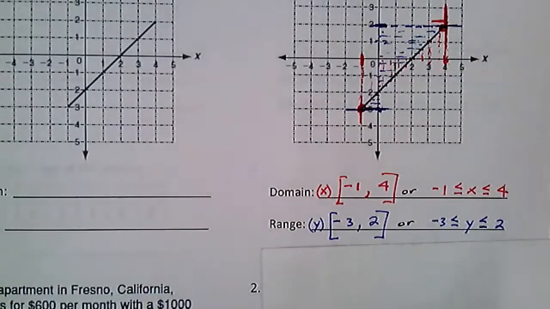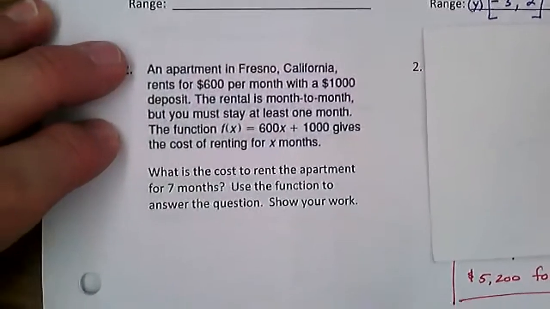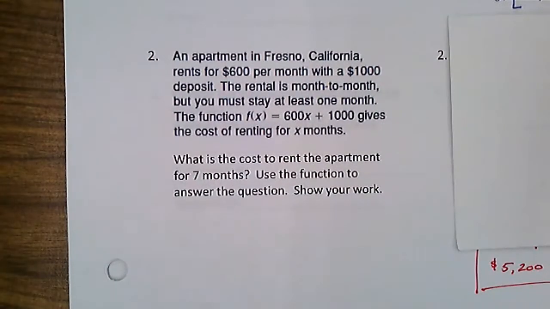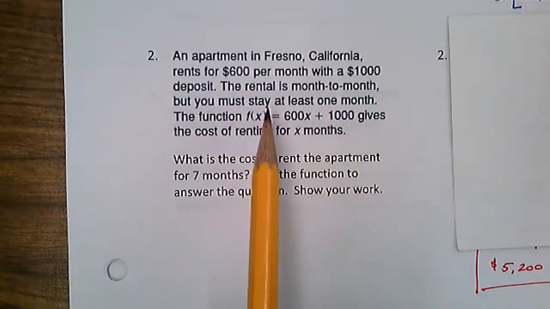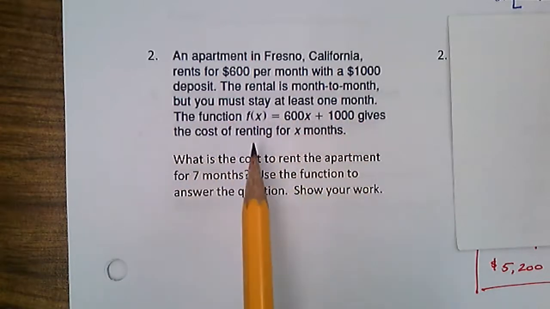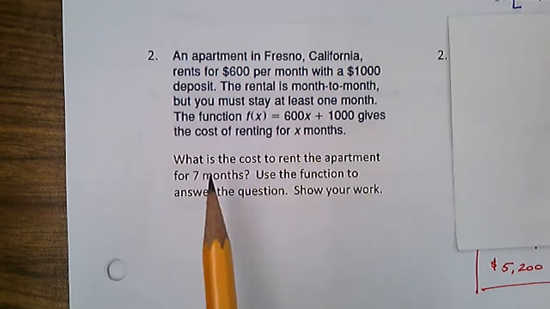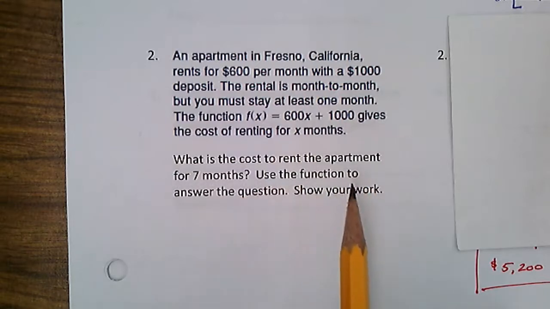Okay? All right, so that's number 1. All right, on number 2, let's take a look. It says an apartment in Fresno, California rents for $600 per month with a $1,000 deposit. The rental is month to month, but you must stay at least 1 month. And then here's a function right here that gives the cost of renting for X months. The question says, what is the cost to rent the apartment for 7 months? Use the function to answer the question, show your work.